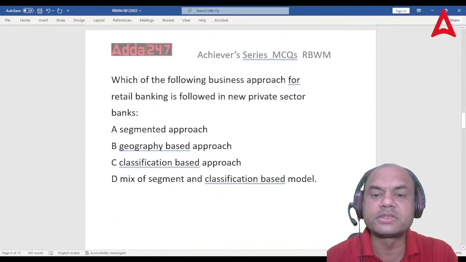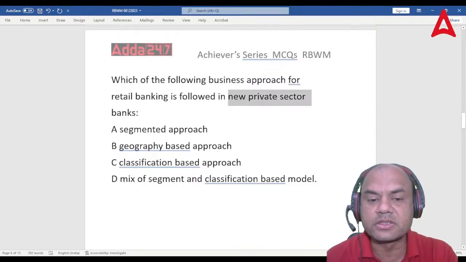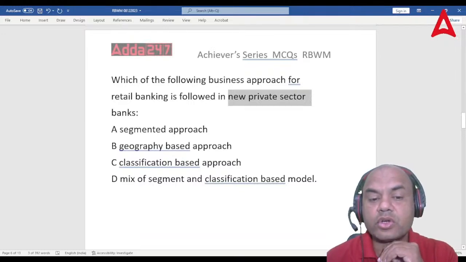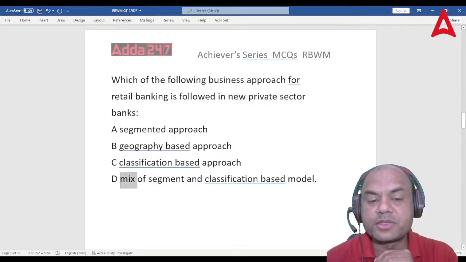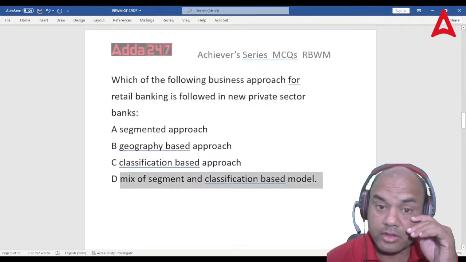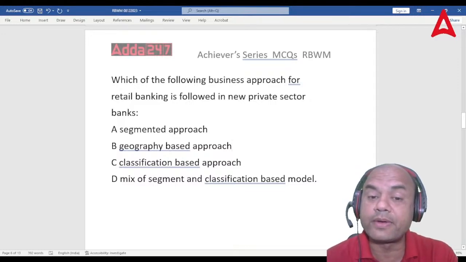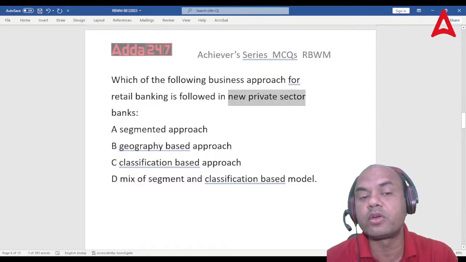Which of the following business approaches for retail banking is followed in the new private sector banks? Options: segmented, geography based, classification based, and a mix of segment and classification. So what is the answer for this? Think over it. Now, new private sector banks means which banks are we talking of?